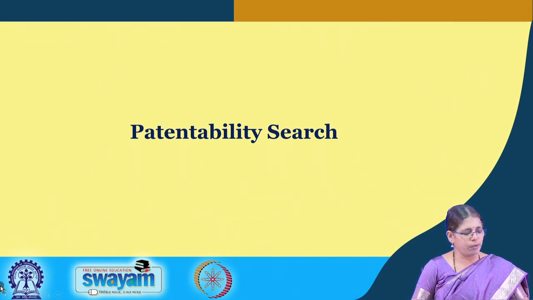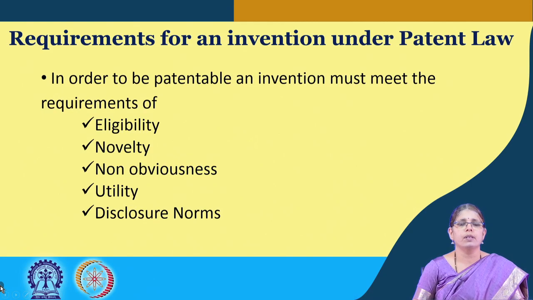Before we go into understanding patentability search, it is important to take into consideration the requirements of an invention under patent law. To understand the requirements, one needs to keep in mind that patents are given to inventions, and inventions must meet the following criteria: an invention must be eligible, that is, it should be eligible under the law for patenting. The second criterion is novelty. The third one is non-obviousness. Then comes utility.